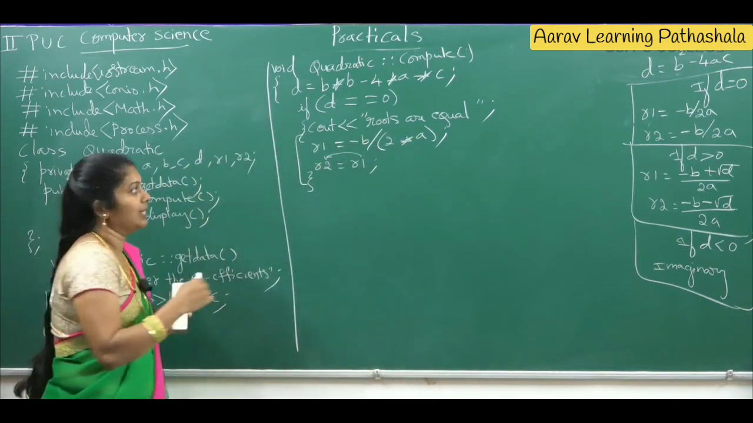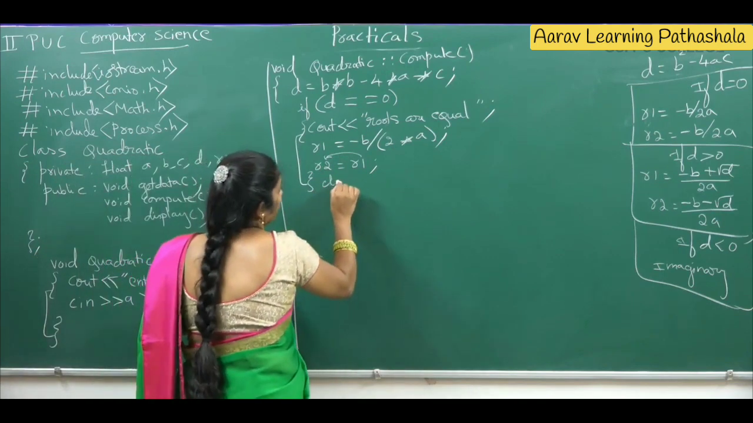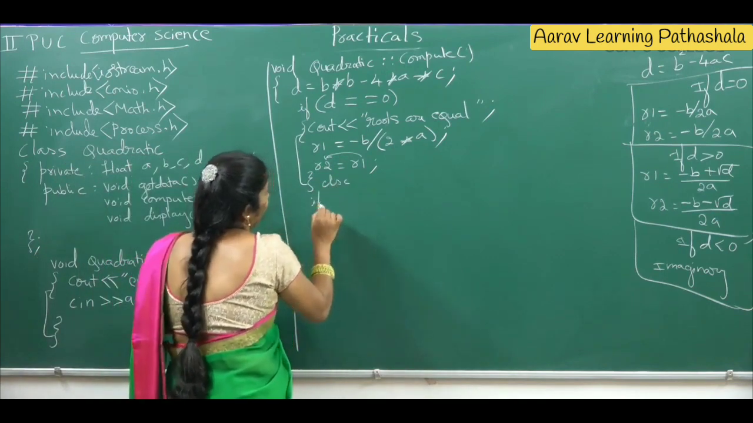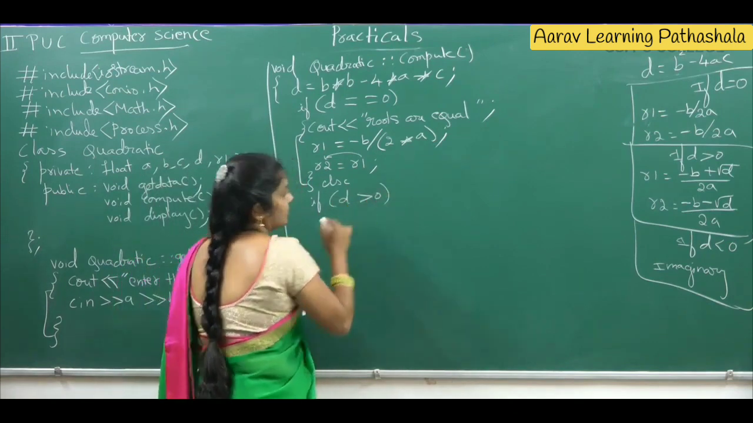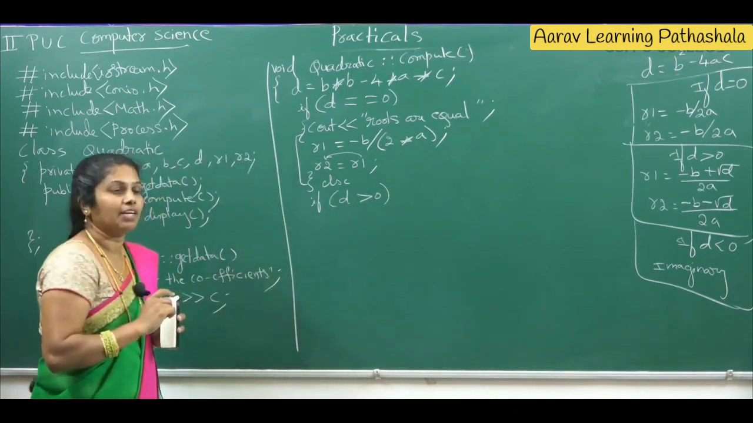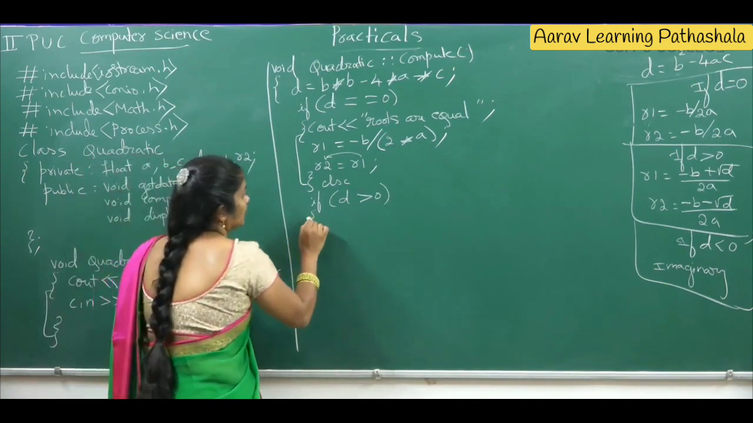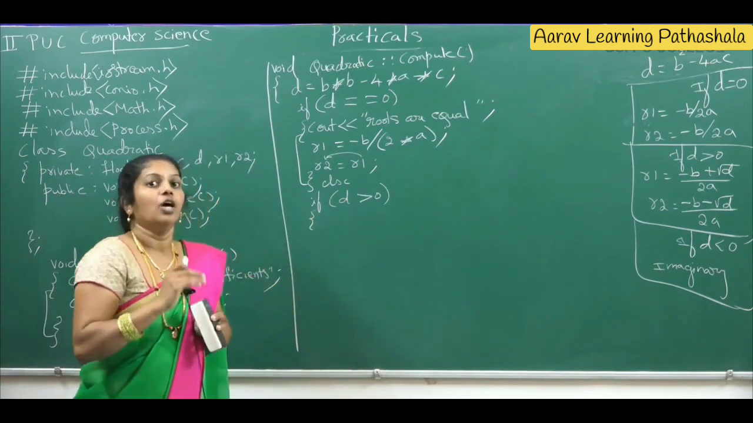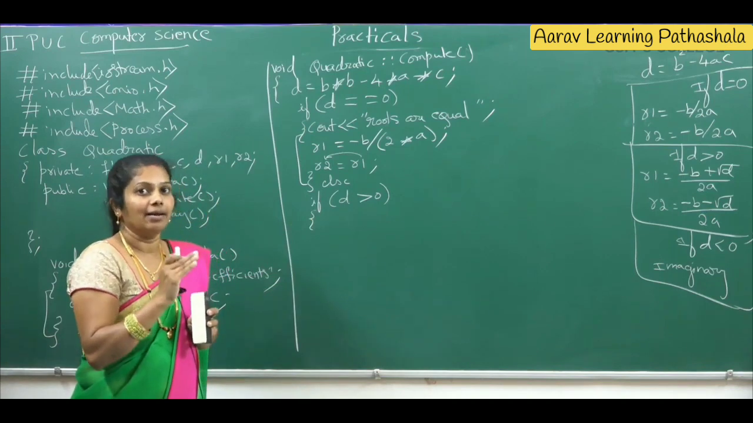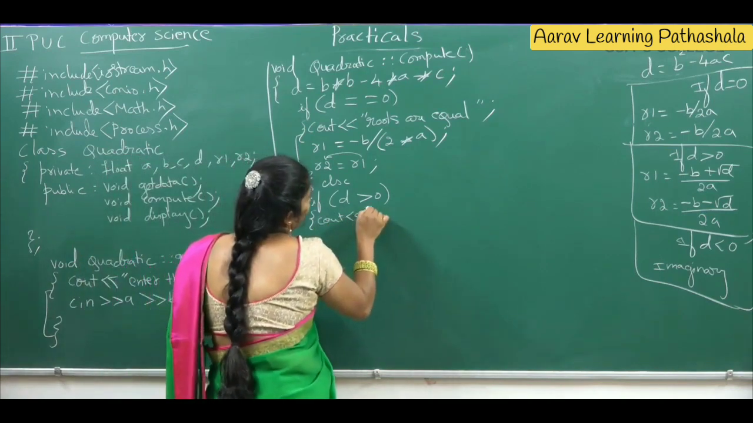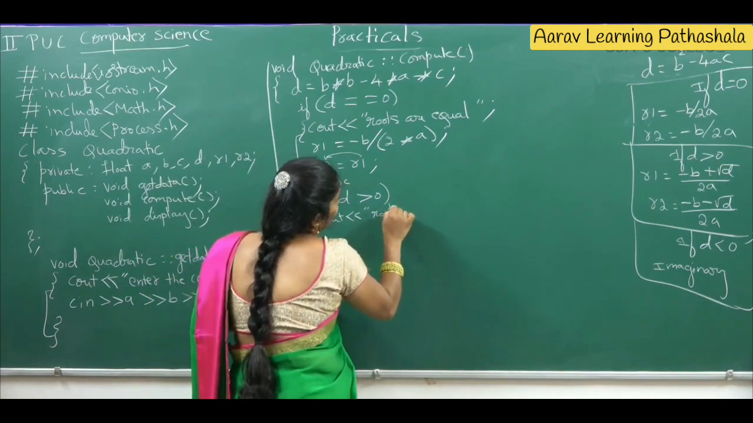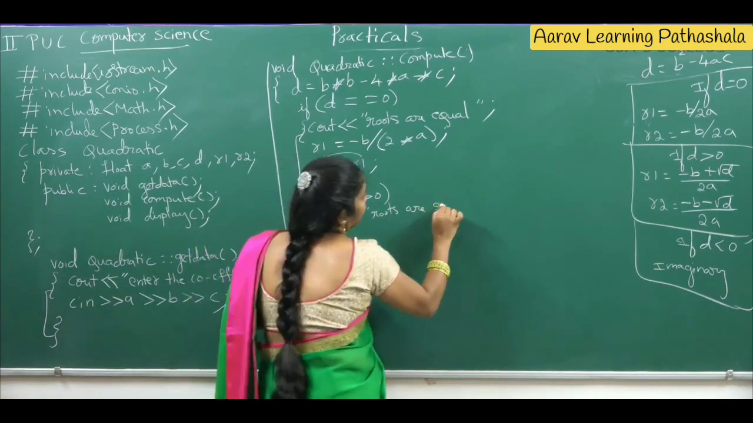Next, what is the else part? Else, what is the next if condition? If the discriminant is greater than 0, what is the result? It has to be displayed: roots are real and distinct. Cout, roots are real.